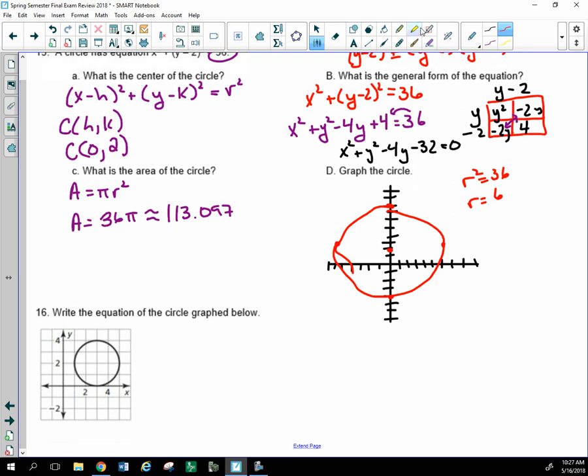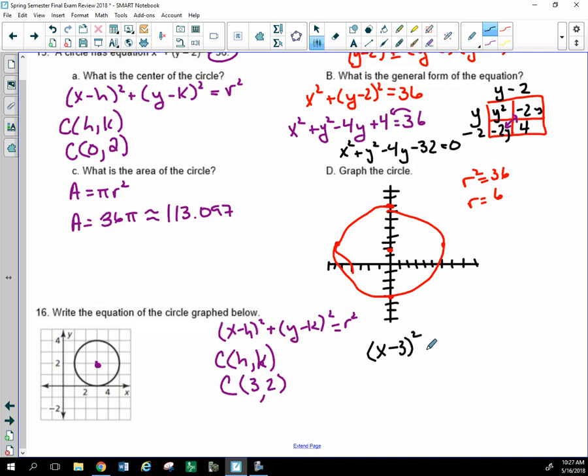All right, the final question in here is asking us about the equation of the circle. Again, I want my equation in the form x minus h squared plus y minus k squared equals the radius squared. The first thing I have to do is find my center, which is h and k. It looks like my center is right there, so my center point is 3 over and 2 up. So if I'm going to start writing the equation of my circle, I'm going to say x minus 3, it's the opposite of what it looks like, plus y minus 2 squared.